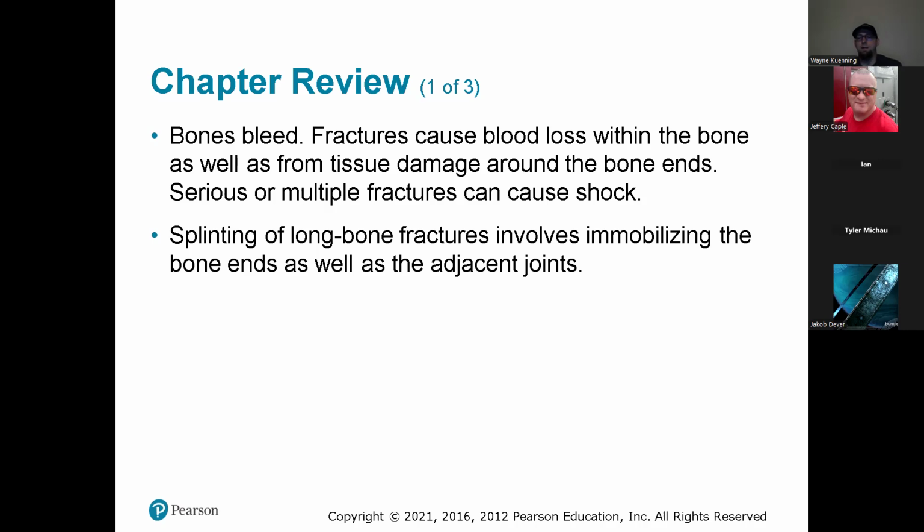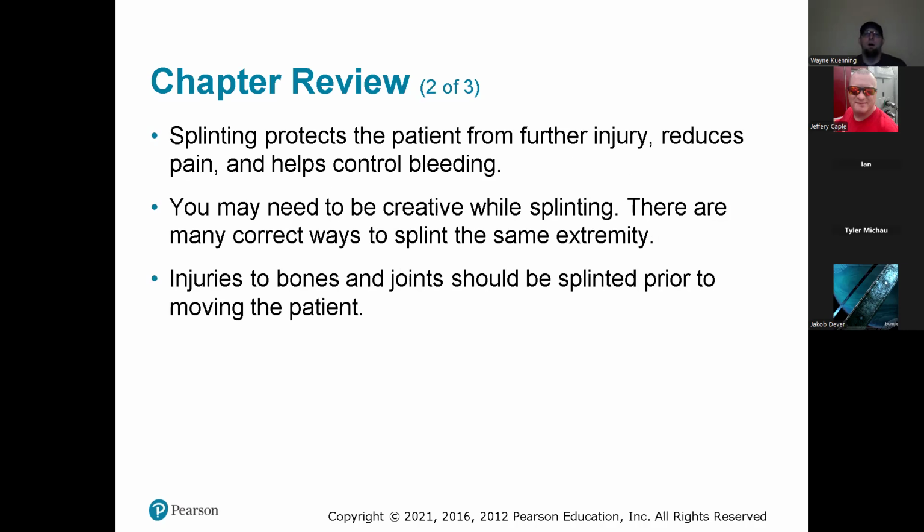Splinting of long bone fractures involves immobilizing both ends as well as adjacent joints. So if you're splinting the left femur, you need to also make sure that we're securing the right leg. Splinting protects the patient from further injury. It says it reduces pain. I just say it doesn't exacerbate the pain and helps control bleeding. Sometimes you need to get creative with bleeding because not every patient's built the same. But as long as you pad the voids and you put the patient in the position of comfort, I call it a win.